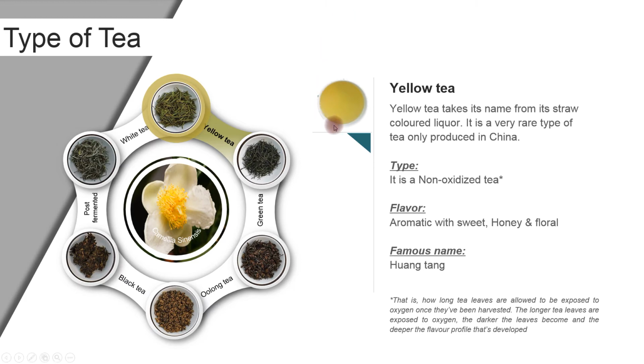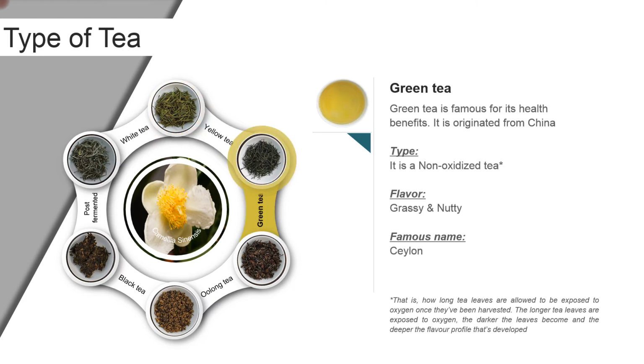As you can see, the color of yellow tea is similar to the color of its liquor. That's why it is called yellow tea, based on the straw-colored liquor.